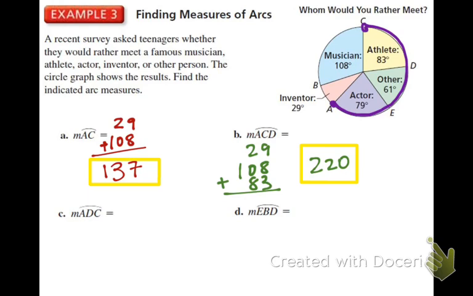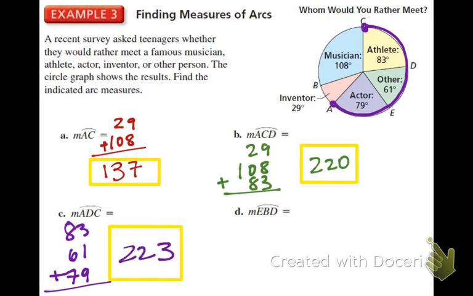ADC. So you can do this one of two ways. You can add 79, 61, and 83. Or you could subtract 29 and 108 from 360. Either way, you get the same answer. So 83, 61, 79. What do we get? 137 minus 360, which would be 200 something. Yeah, 223.